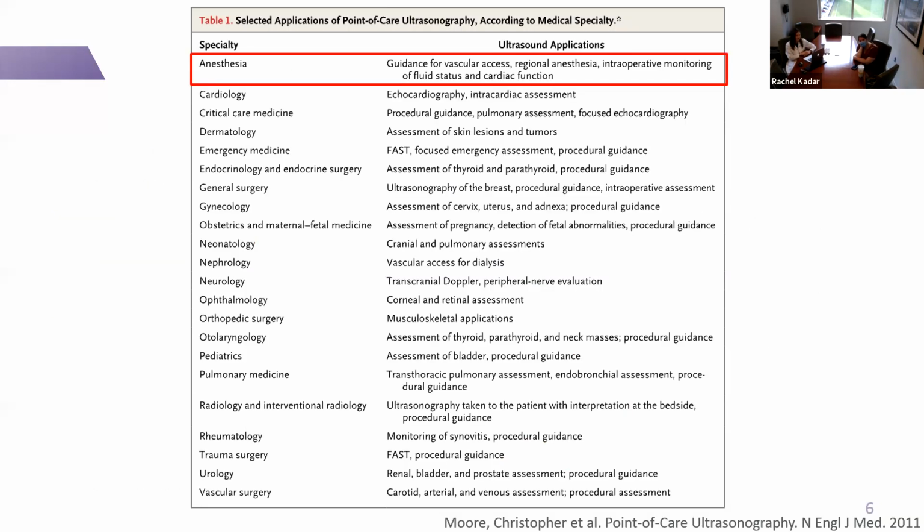POCUS is here to stay. This is a summary from the New England Journal of Medicine from 2011, showing how every specialty is utilizing ultrasound. For example, ophthalmology is using it for corneal and retinal assessment, rheumatology for monitoring of synovitis. I'd like to note that this is from 10 years ago, and this is rapidly expanding. For example, anesthesia is listed at the top, and you can see that you're already using ultrasound for much more than vascular access and regional anesthesia.